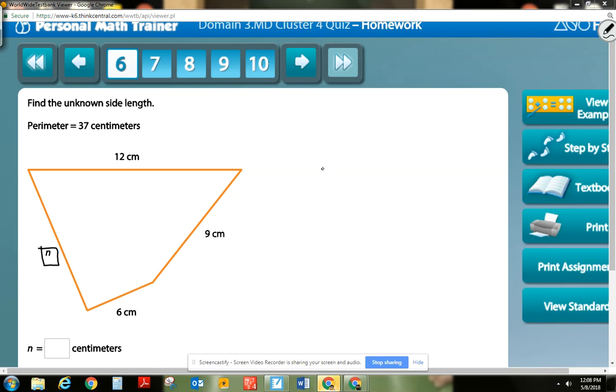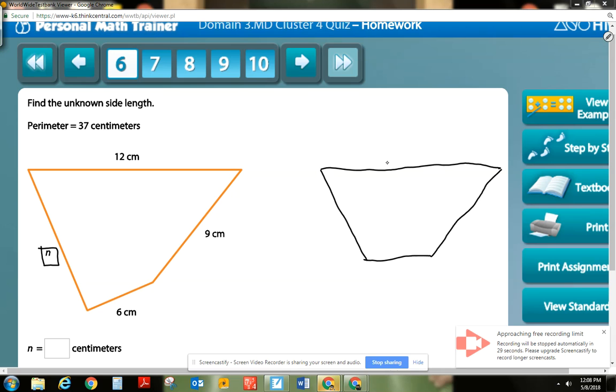So what you should do is in your notebook or pink paper or however you show your work, go ahead and do your best to draw the figure. It doesn't have to be exact. We're going to do 12, 9, 6, and then blank.